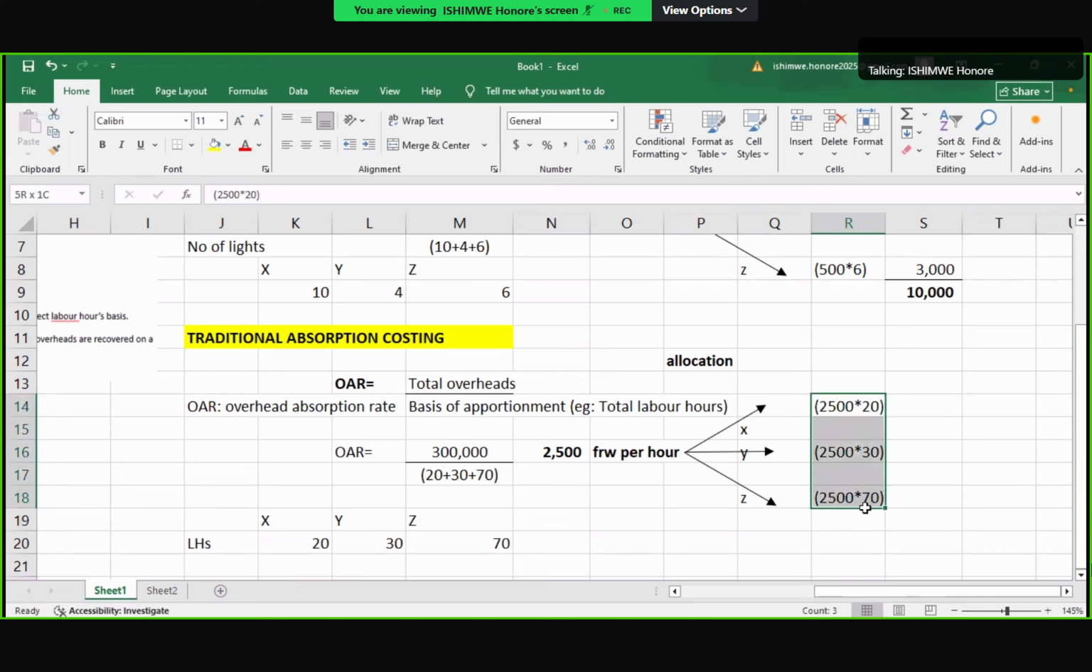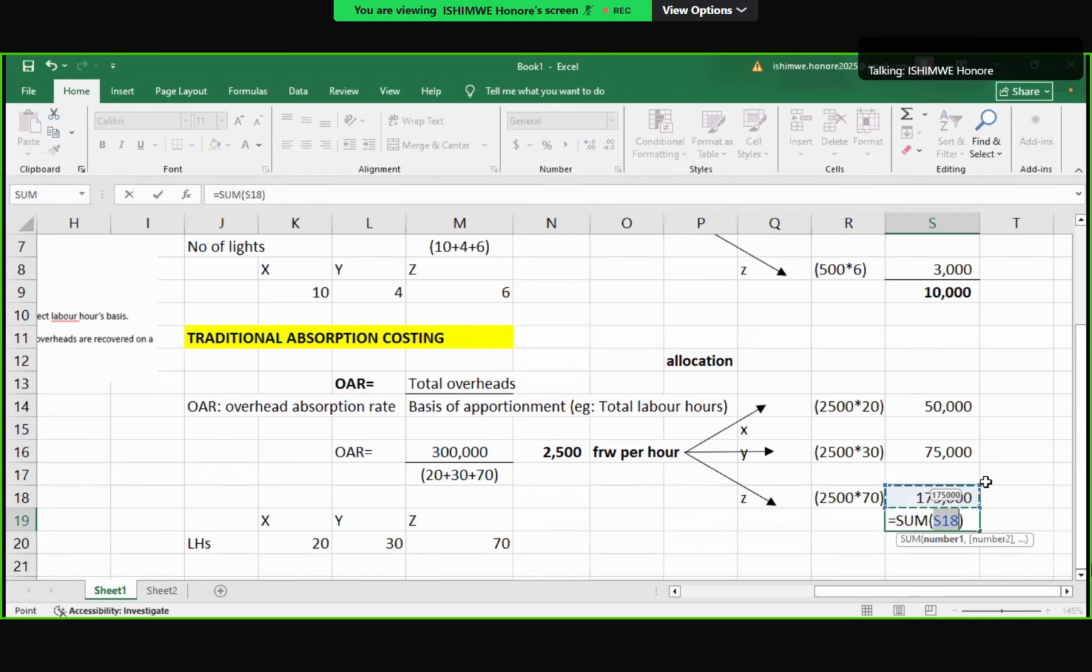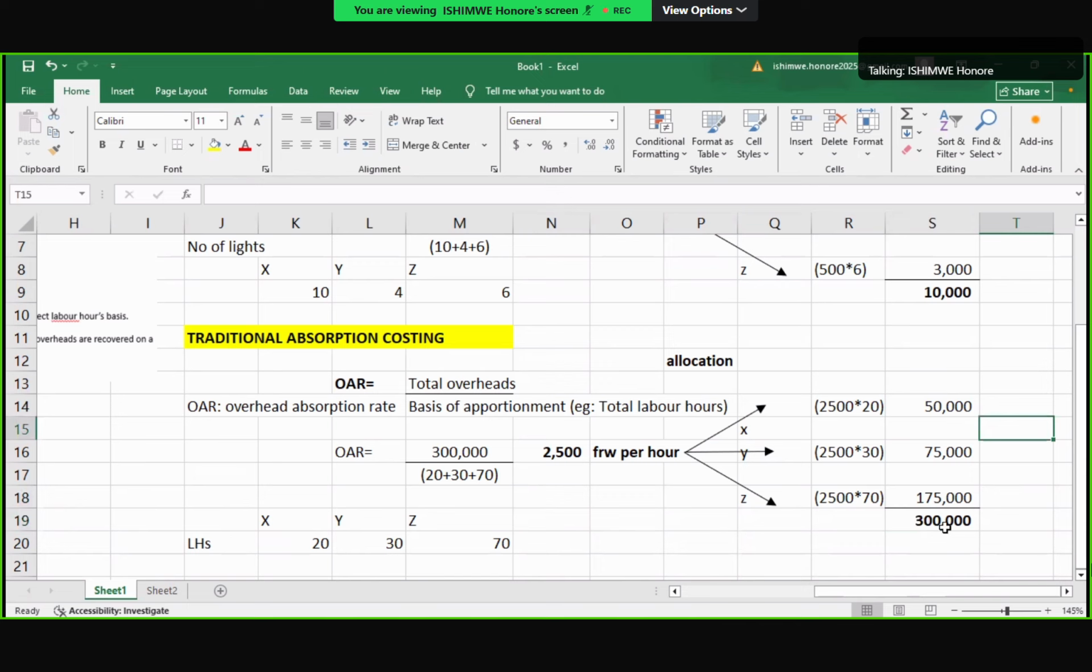So if I determine the answer, you see, this is my answer. Remember, if I add all of these together, it should keep giving me that 300,000 where I started. This is what shows you that what you are doing is correct. It is still 300,000. Remember, it is what we have here.